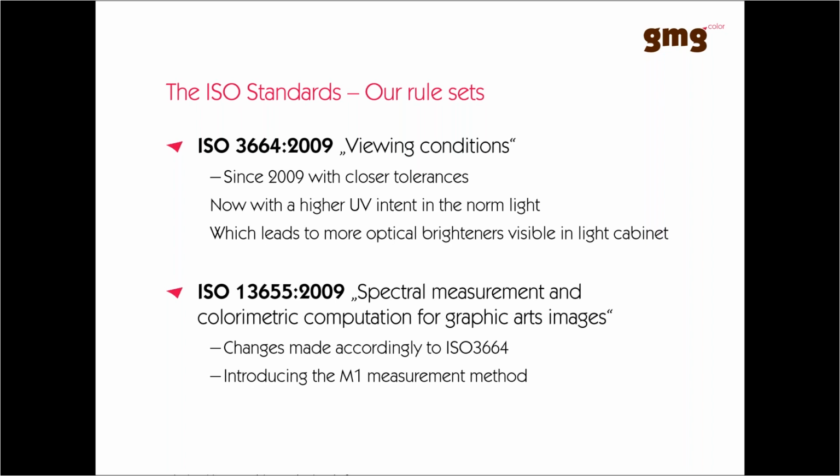And part of the discussion in 2009 was that until then you could simply measure color and you can also see color. Now, with the adjustments of these two ISO standards, you should see exactly the same as what you measure. That's why you now have a higher UV intent in a light cabinet, and that's also what M1 is doing. With M1, you now also measure and define the UV intent value as part of your light source.